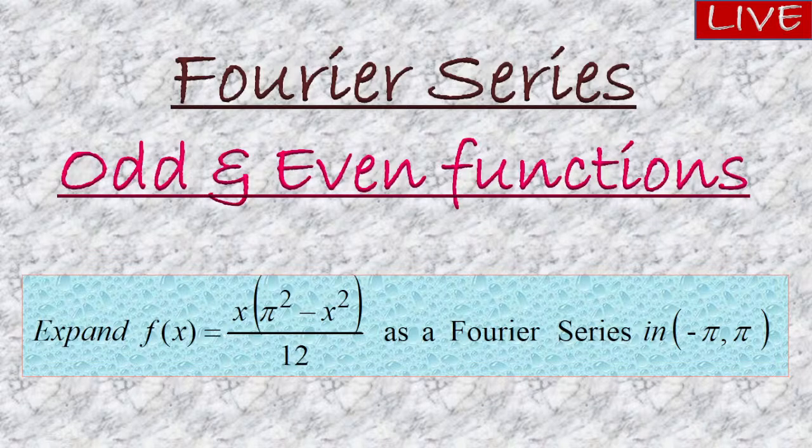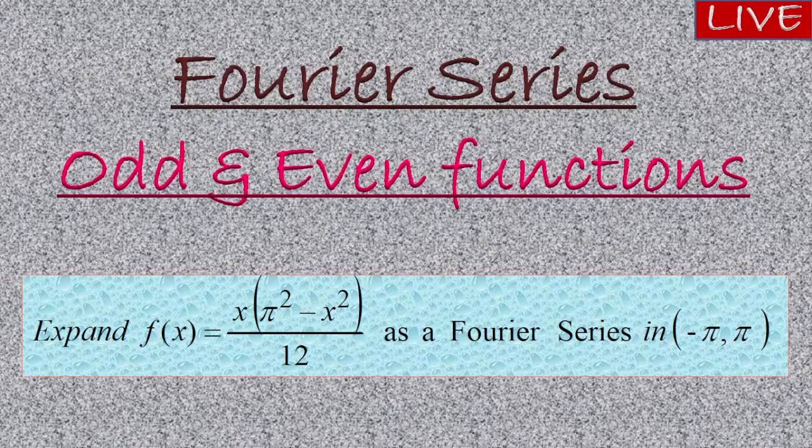Welcome to Math Advice. In this video, let me see an example under odd and even functions in Fourier series. For that, let me take an example. Expand f of x is equal to x times (pi square minus x square) over 12 as a Fourier series in an open interval minus pi comma pi.